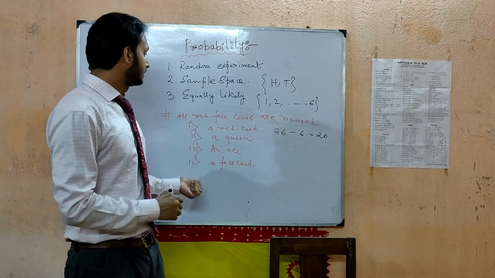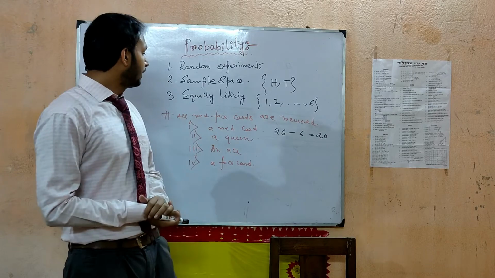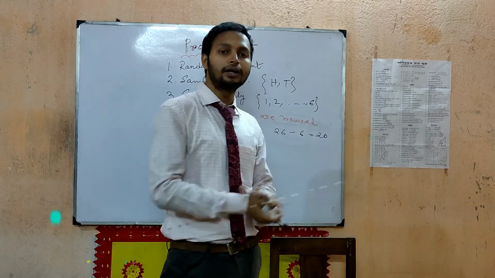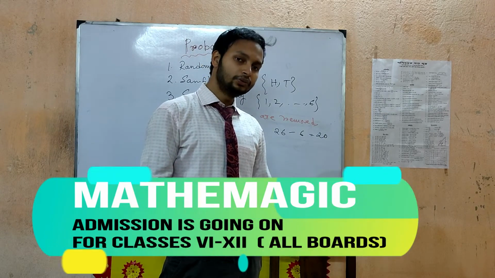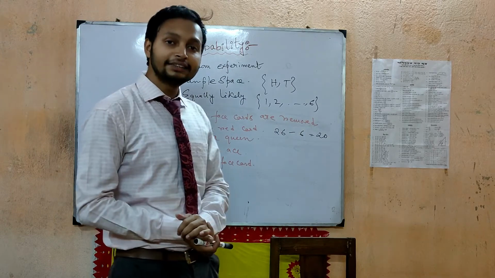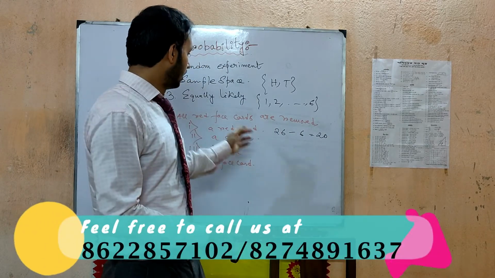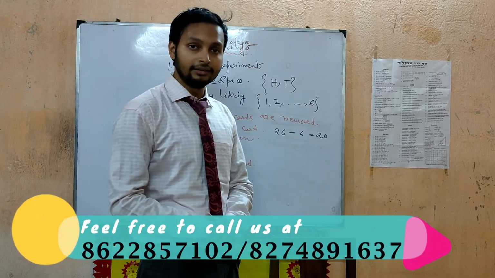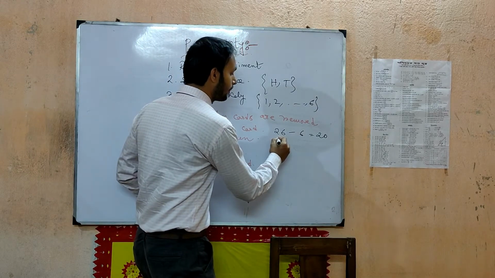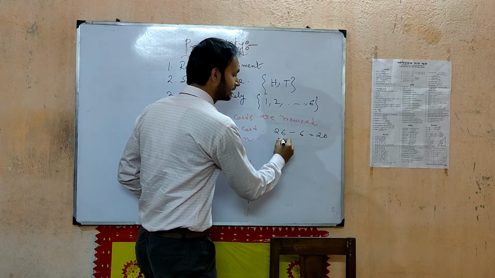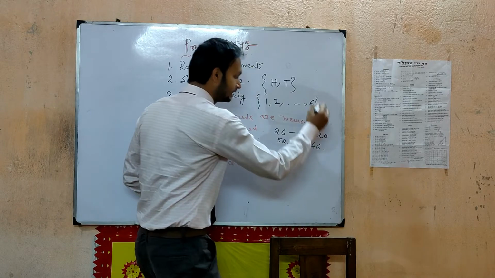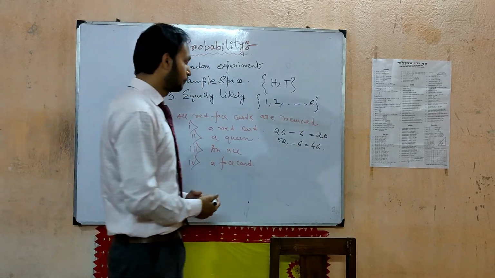Clear? Next, after removing red face cards, how many cards remain in the deck? Total is 52. Now I am removing 6 red face cards from 52 cards, so the remaining cards are 46 in number.